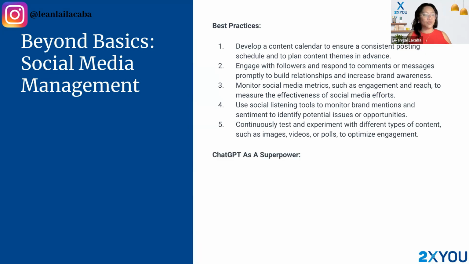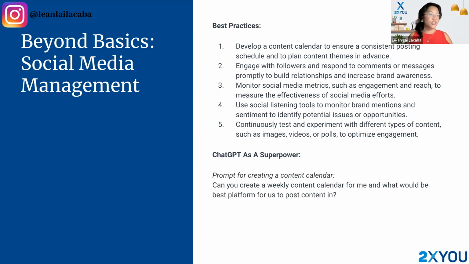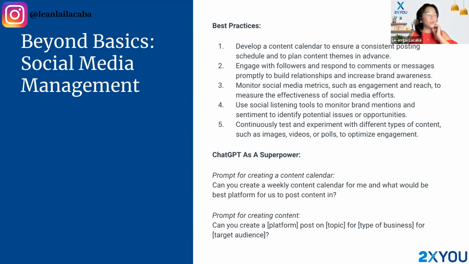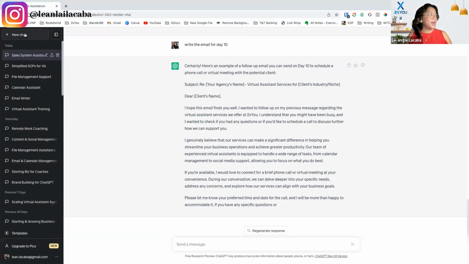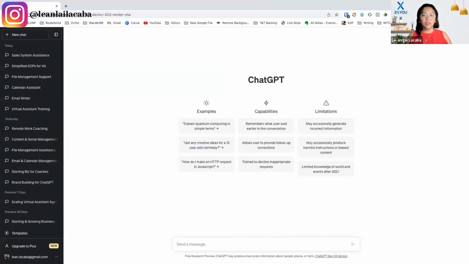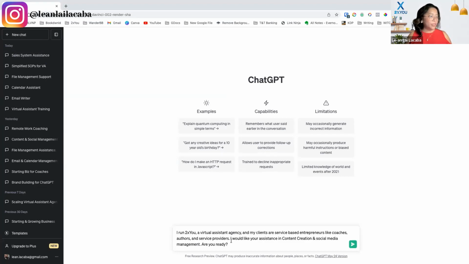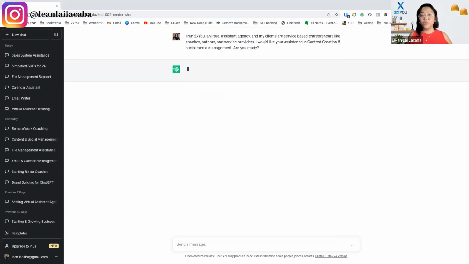Using ChatGPT as a superpower when it comes to social media management. So there's two main ways. It's creating a content calendar and then actually creating the content that you need. So flipping back, clicking on new chat, going ahead and copy and pasting from the prompt we already have. So I put there, I would like your assistance in content creation and social media management. Are you ready? We'll just keep it super straightforward and simple.